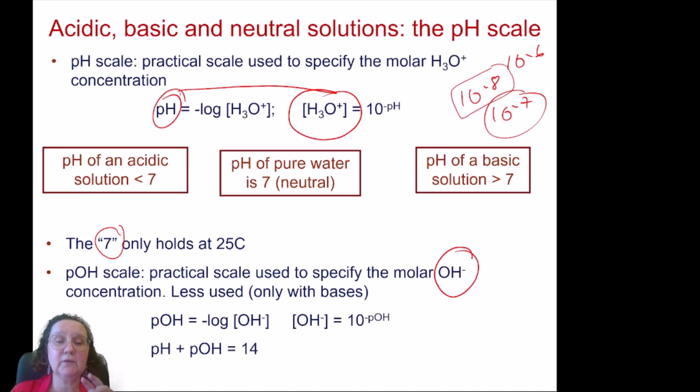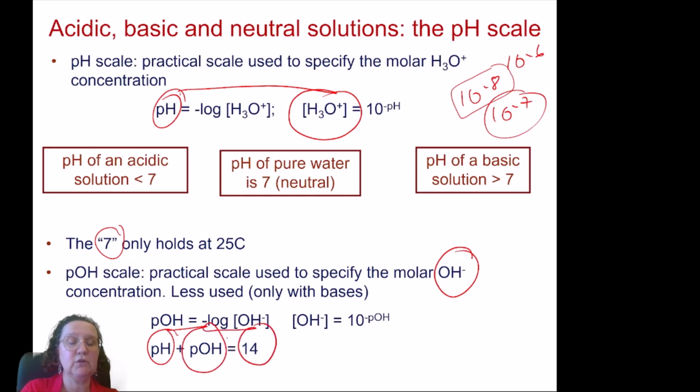And you can play with the concept that because the concentration of hydrogen ions times the concentration of hydroxyl ions for water is 10 to the minus 14, that means that the pH plus the pOH equals 14. And if you're not convinced about the maths, just ask me and we can do it quickly in a session or in a tutorial.